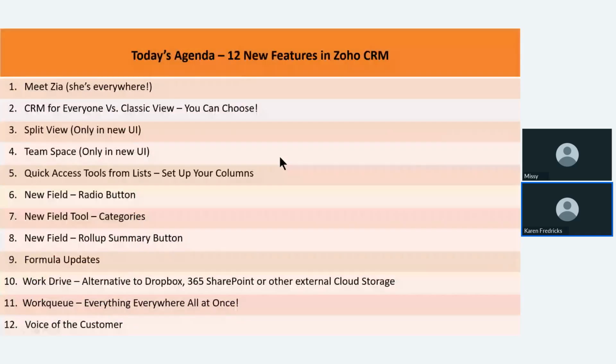So the features that I'm going to be talking about today, we're going to be talking about Zia, which is the Zoho artificial intelligence, the CRM for everyone UI, which includes split view and team space. We're going to talk about some quick access tools, a couple of new field options, and we're going to be talking about WorkDrive, Work Queue, and the Voice of the Customer.